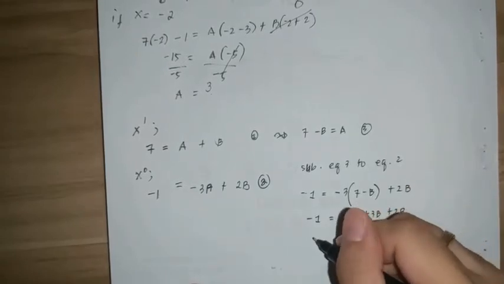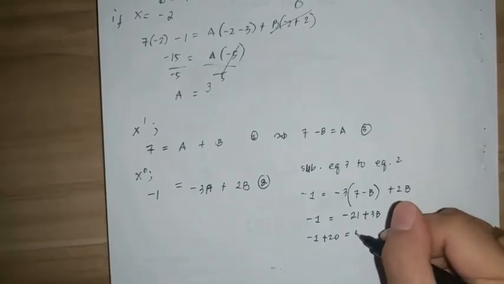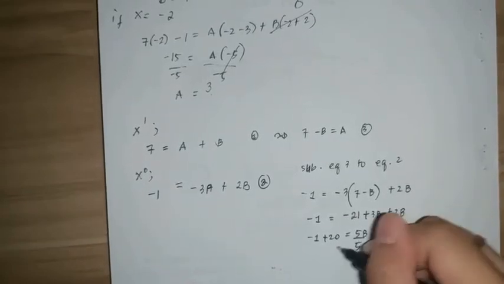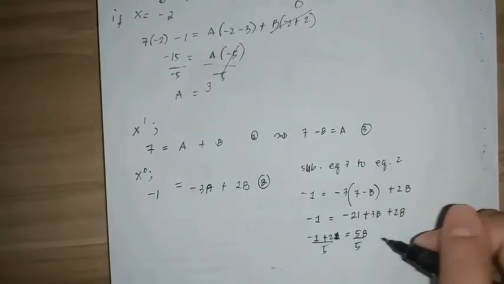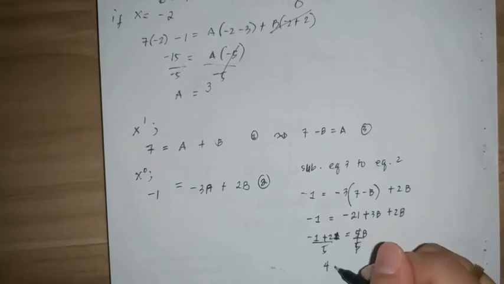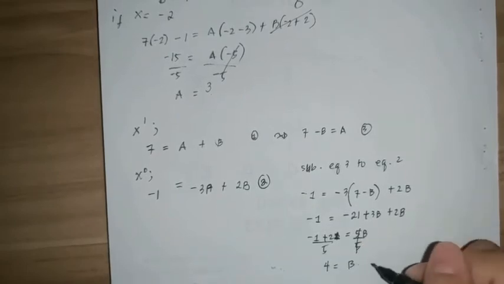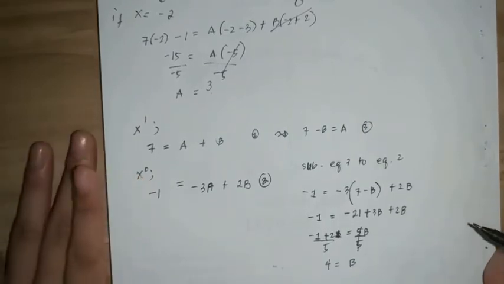So we have negative 1 plus 21 is equal to 5b. So we divide it by 5. This is 21 here. So we get 4 is equal to b, or b is equal to 4. Right? That is the value of b.